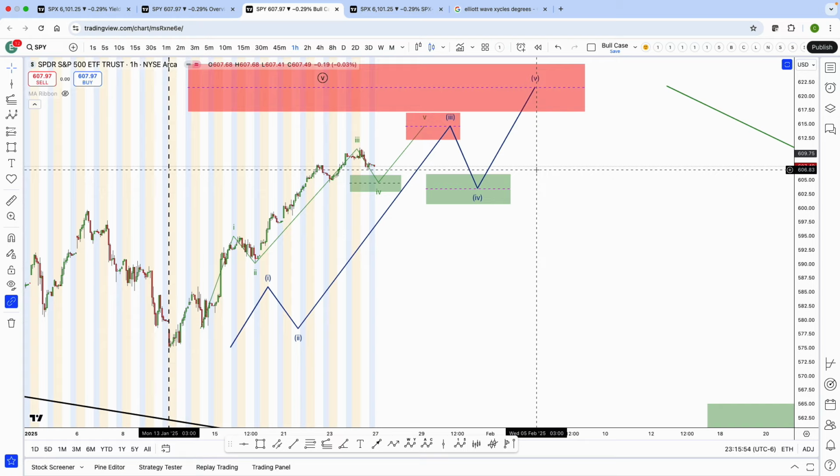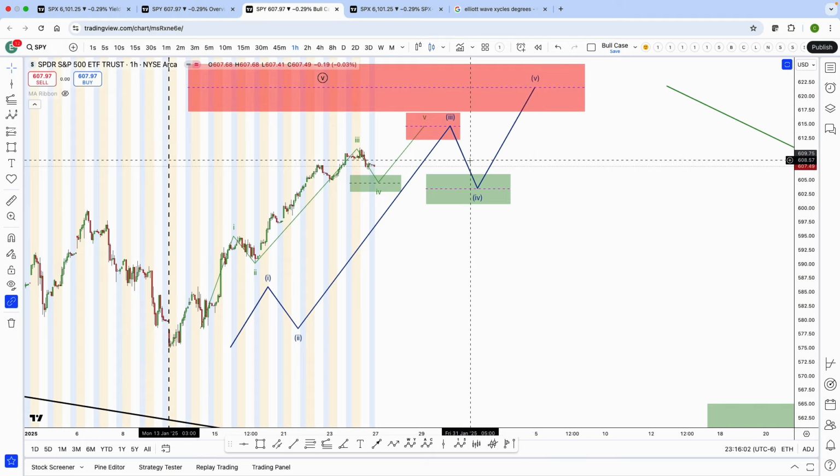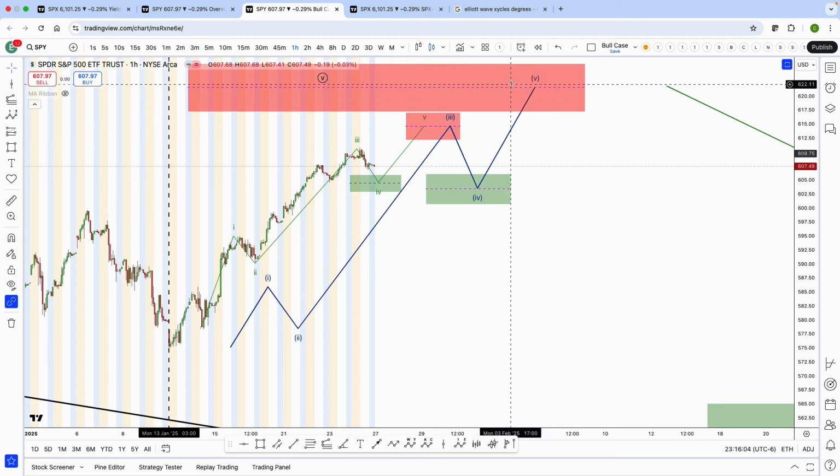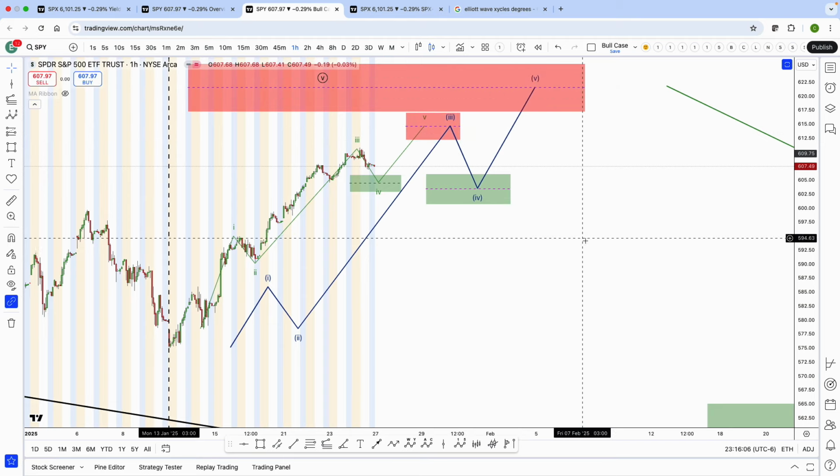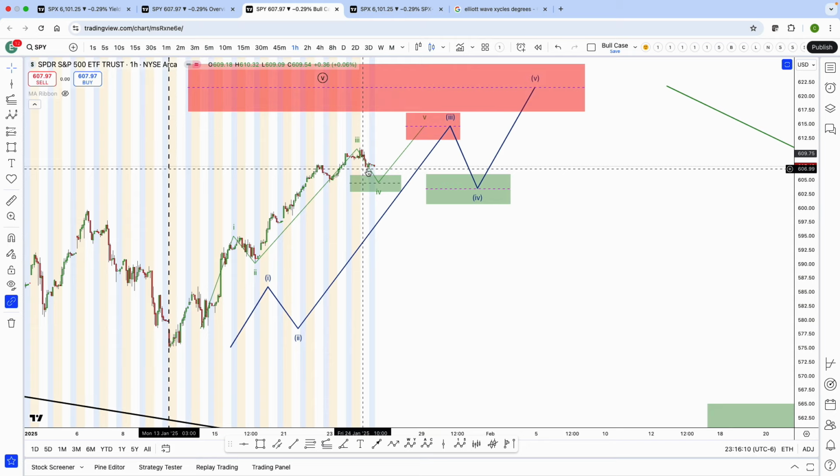Trade very carefully, and I wish you all the best trading. So just to summarize, I think we still have some ways to go up before a much bigger correction. So be very careful when you're trading, and I wish you all the best.